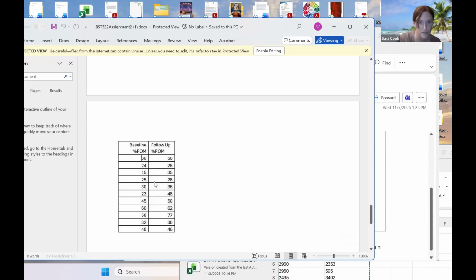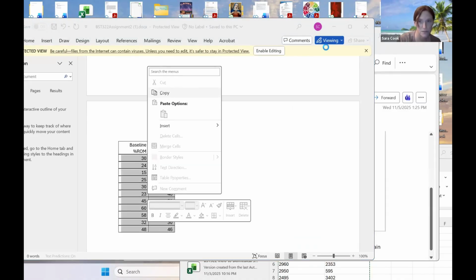I know from experience that the title isn't going to like that percentage sign, so I'm just going to copy the data.